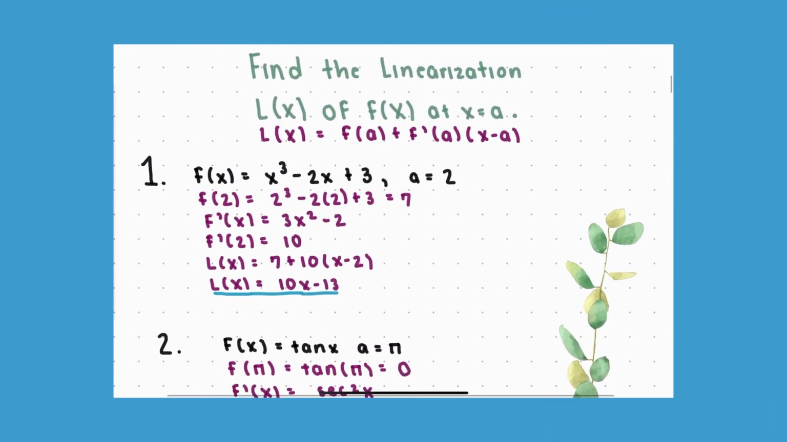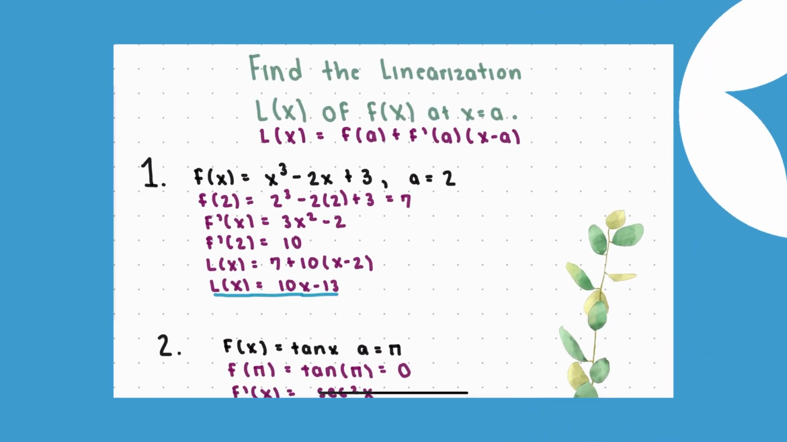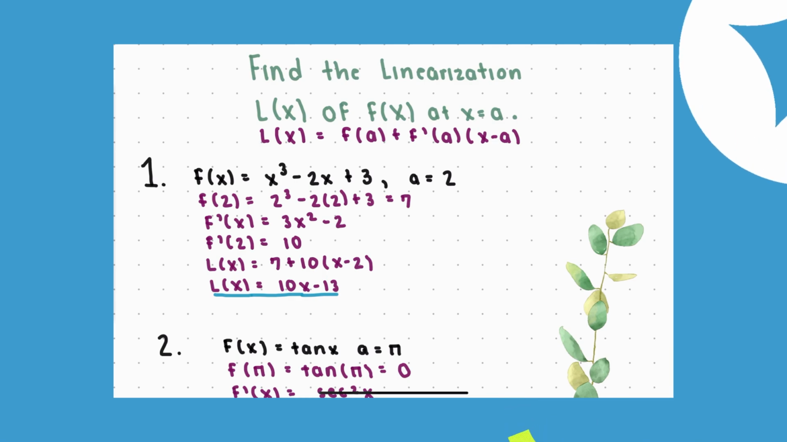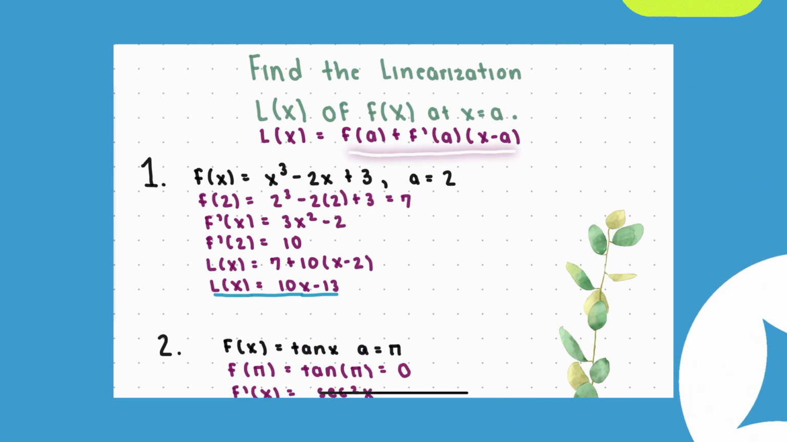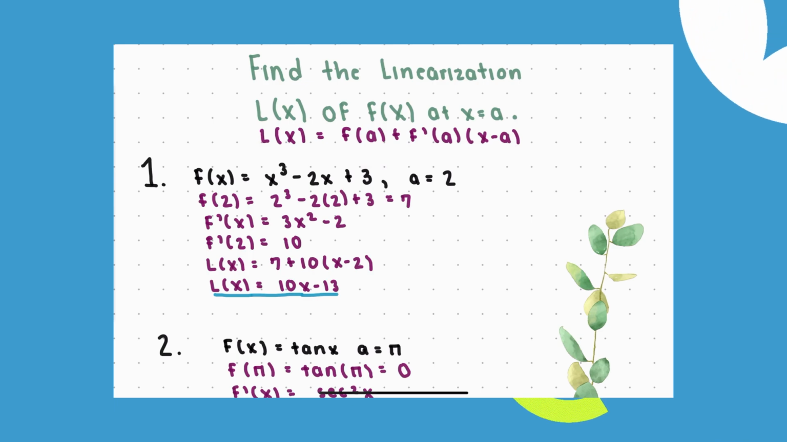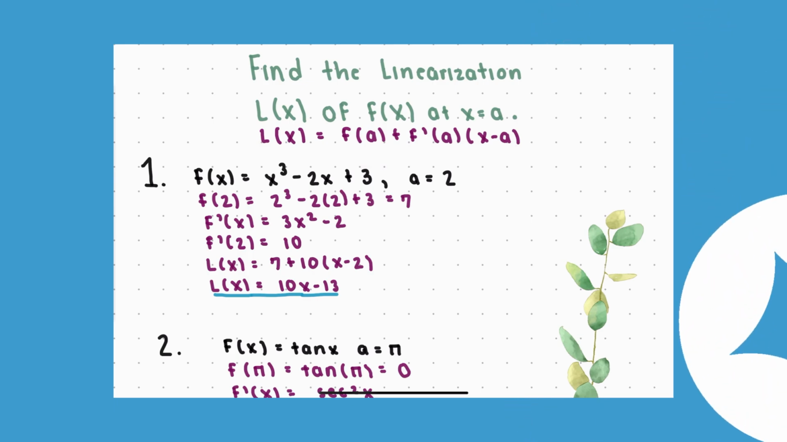For the next two problems, we're asked to find the linearization L of x of f of x at x equals a. Remember, L of x is equal to f of a plus f prime of a times x minus a. Our first equation is x cubed minus 2x plus 3 at a equals 2.